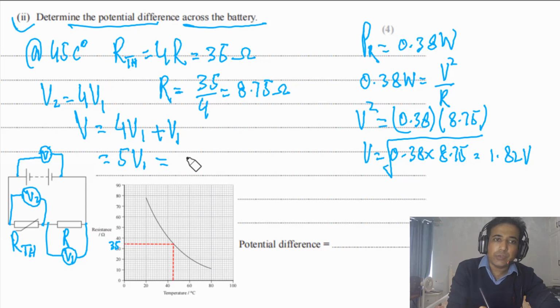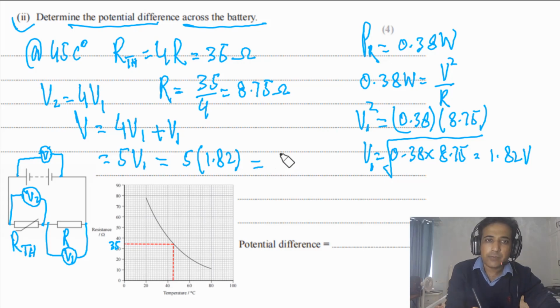So what is the value of V then? V simply will be equal to 5 times 1.82. This is V1, the PD across the resistor. If we multiply this one, we will get 9.1 volts. So this is the final answer.